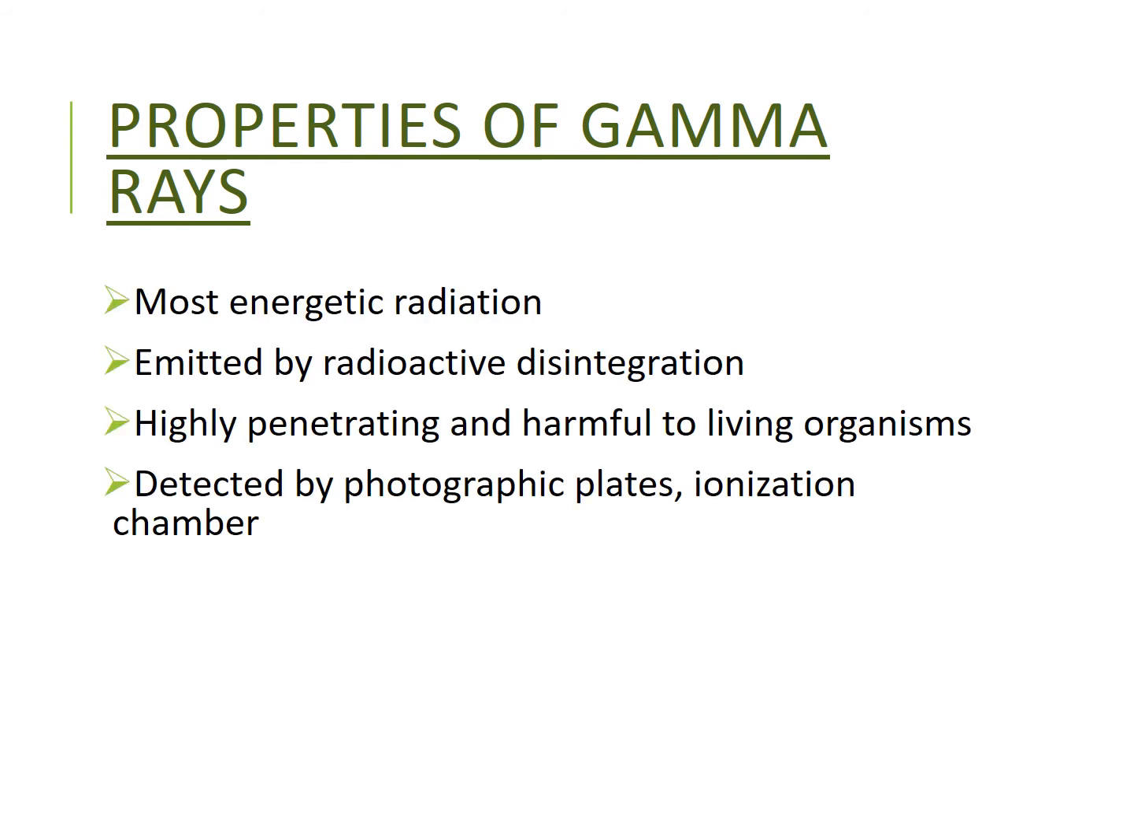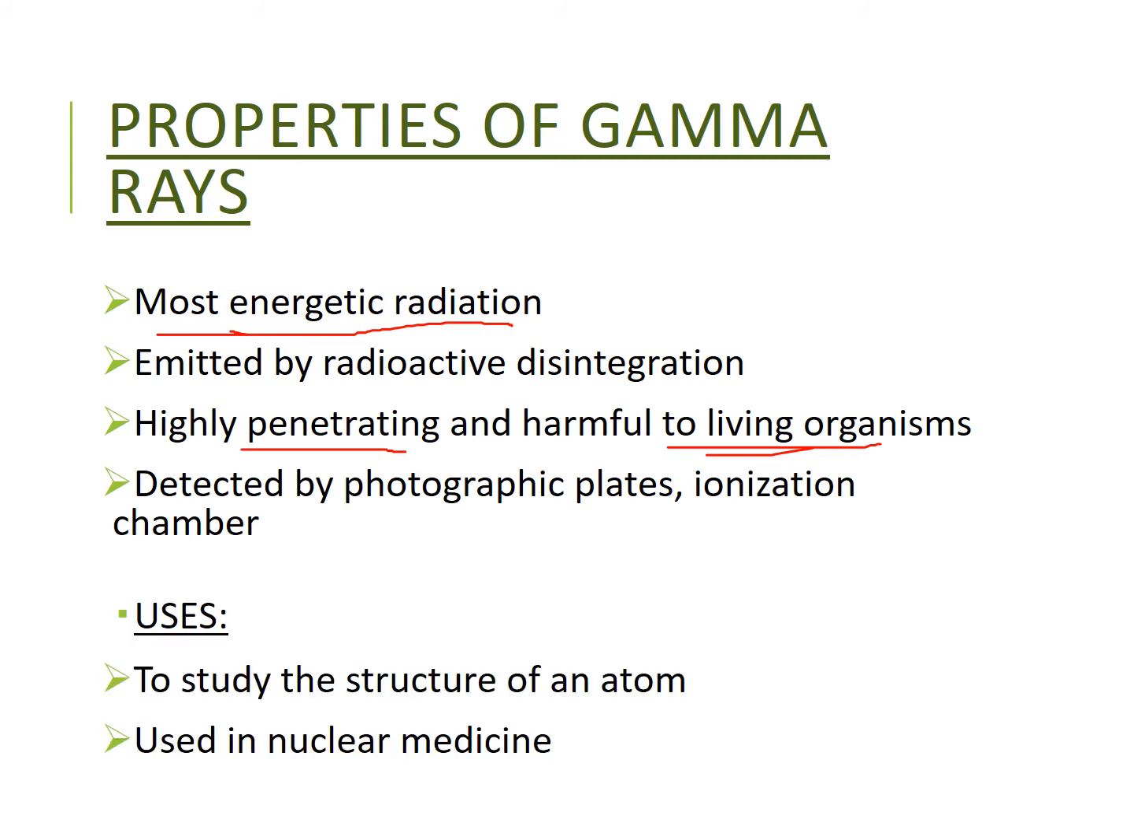So let's look at the properties of gamma rays, which have the highest energy. That's why it's written that it's the most energetic radiation. How is it emitted? It is emitted by radioactive disintegration, that's why it has very high energy. It is highly penetrating and also very harmful to living organisms. We can detect gamma rays using photographic plates or a device called an ionization chamber.